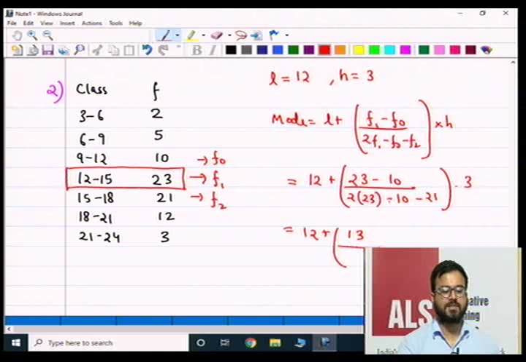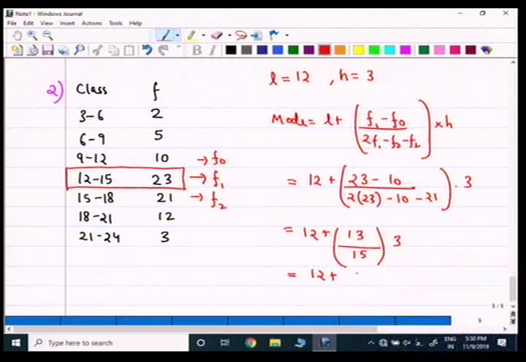So this will be 46 minus 10, 36, 36 minus 21, 15, into 3. So it is 39 divided by 15. 15 twos are 30 and 15 sixes are 90. So 14.6 is the mode. Is this clear to all of you? All of you are getting the answer in Itanagar?